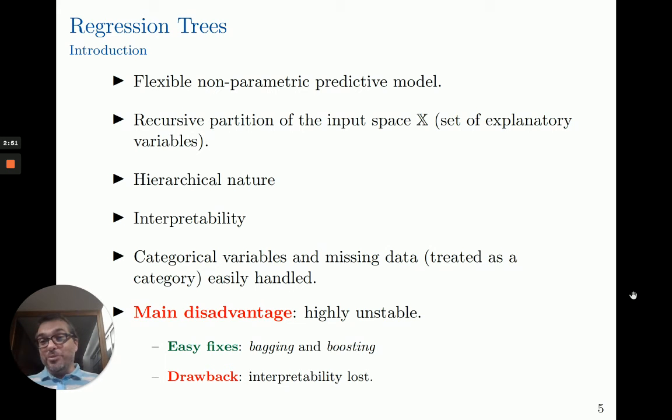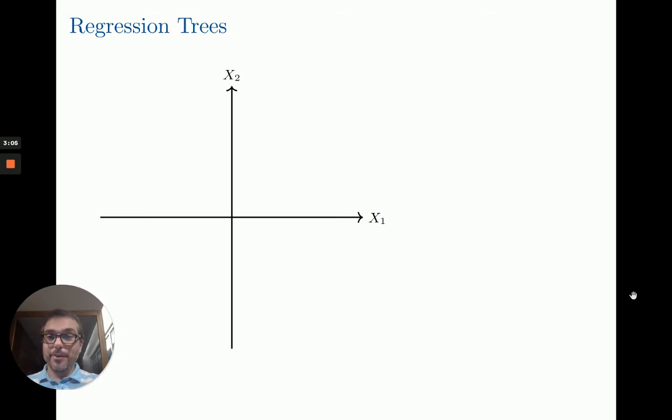Of course, no free lunch. We can fix the instability of the tree, but we have a price to pay. And what's the price to pay? We are going to lose interpretability of the model. Okay? So let's see how it works.